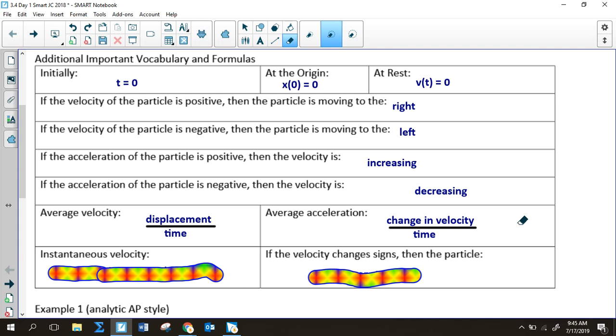Average acceleration. All right, and then instantaneous velocity, as you know, instantaneous means something to do with the derivative. So instantaneous velocity would be the velocity at a single moment.